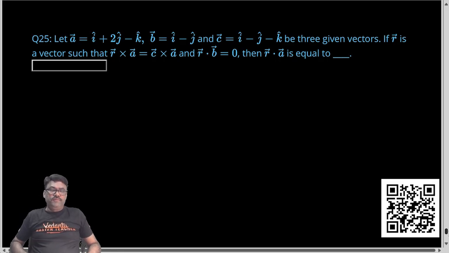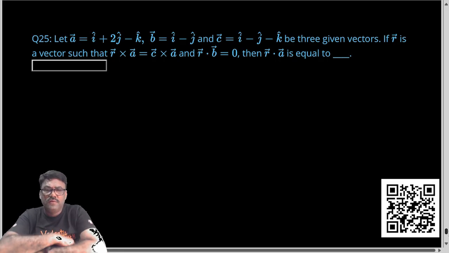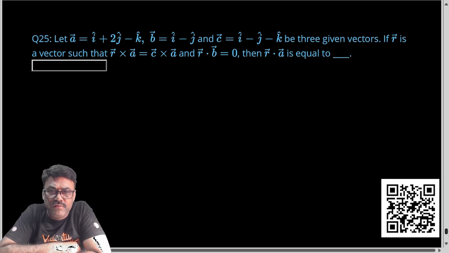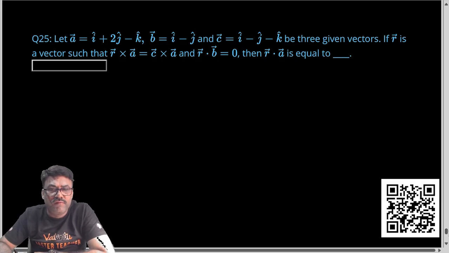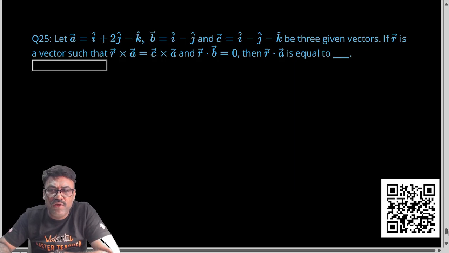So let's take the next question, again based on vectors, and again a very high frequency question. This type of question is asked very frequently in JEE Mains. So what they have given here is A, B, C, 3 vectors. R cross A is C cross A, R dot B is 0. Then what will be R dot A?